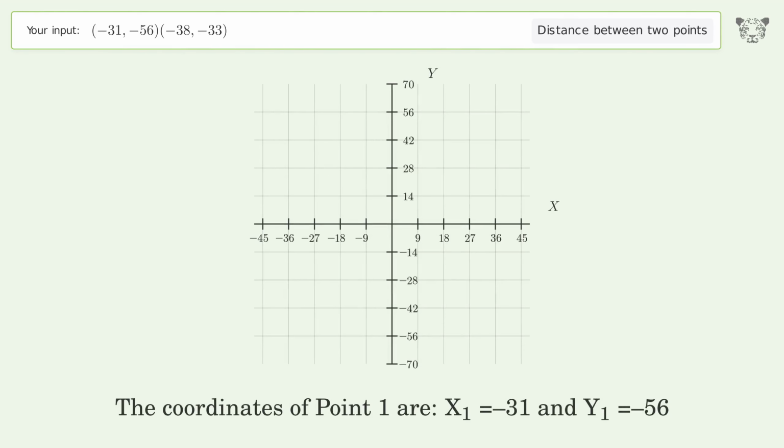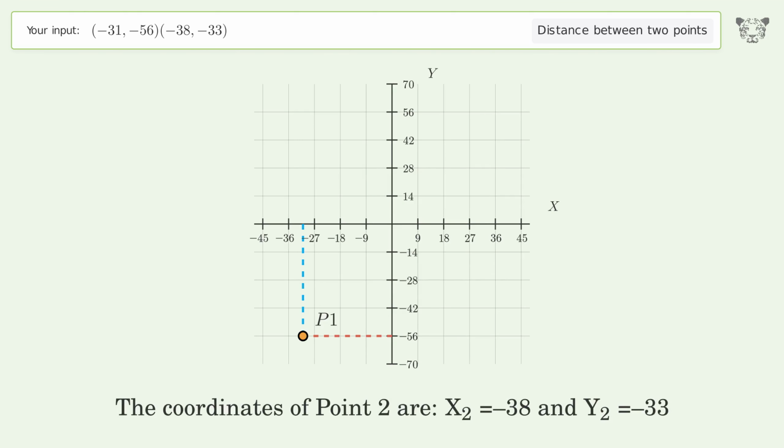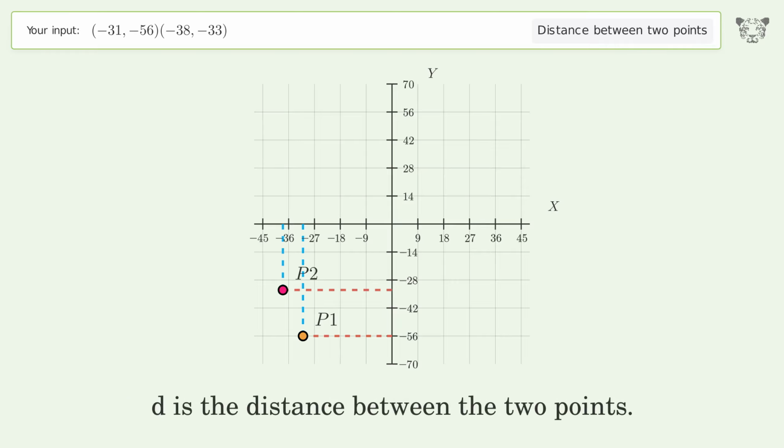The coordinates of point 1 are x1 equals -31 and y1 equals -56. The coordinates of point 2 are x2 equals -38 and y2 equals -33. D is the distance between the 2 points.